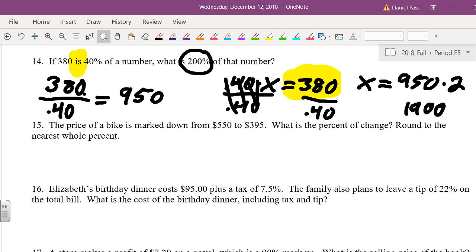Go ahead. So first you have to do 550 minus 395. Yes. Now, why are we doing that? To find how much it changed. Exactly. And it's 155.